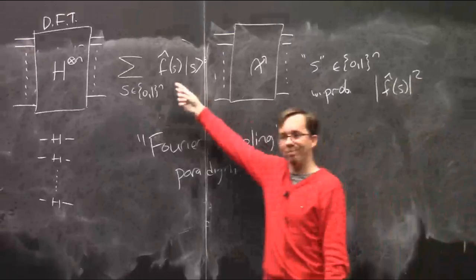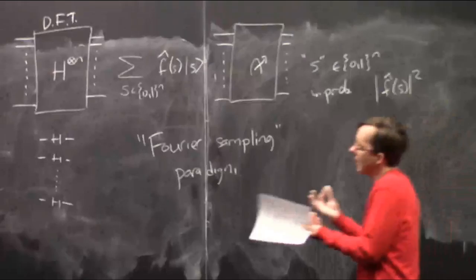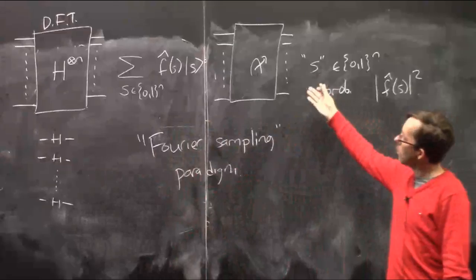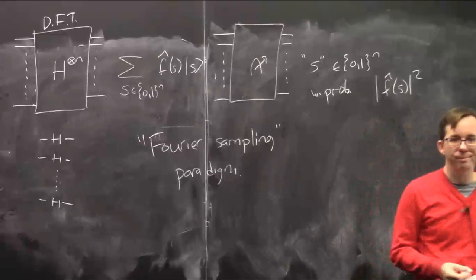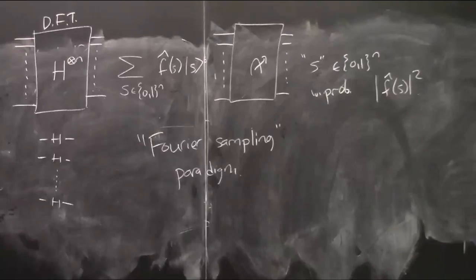OK, so the patterns chi s that are really present in an f have a much higher chance to be output by this than the ones that have close to zero strength in f. OK. Any questions?